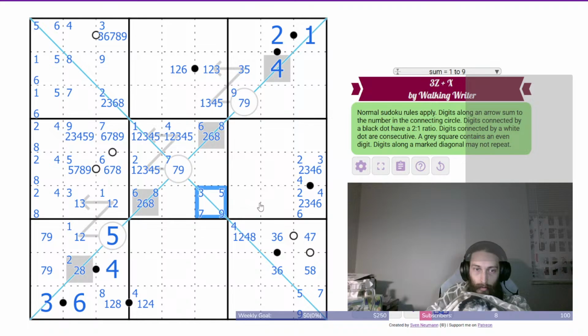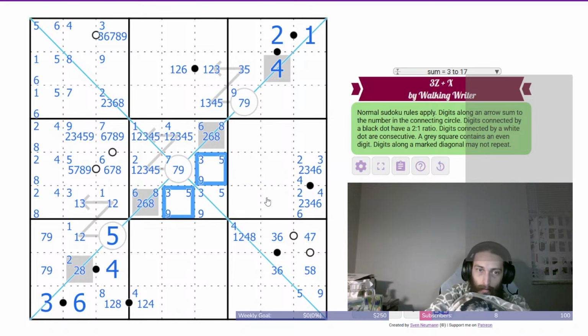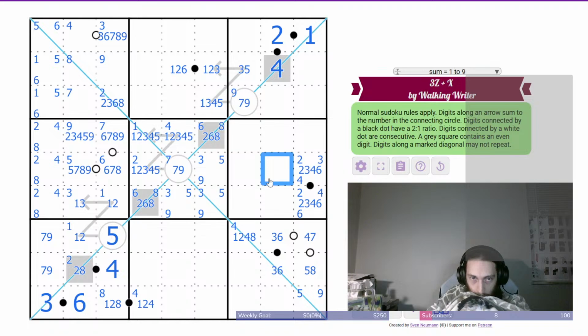Oh, and this is 7, so these two aren't 7. 5, 9. That's a 2. That's not 2. That's not 4. That's not 2. If this isn't 2, then this isn't 4.